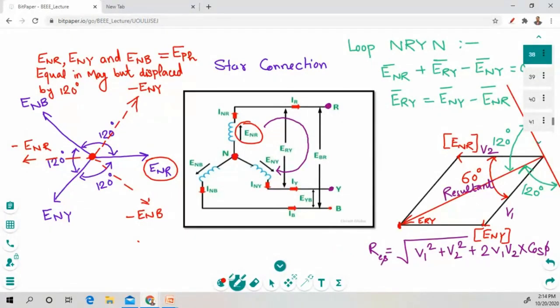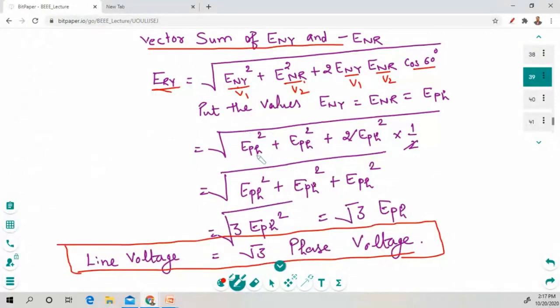There is a direct formula. If we have two vectors, one vector is called V1 and second vector is called V2, then we can calculate the resultant vector using this formula. So resultant vector is equal to under root of V1 square plus V2 square plus 2 V1 V2 cos of phi. We will put the values right here.